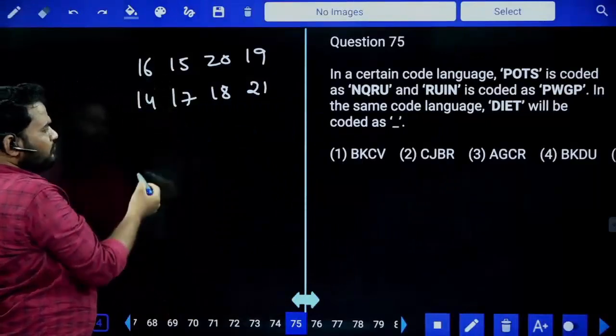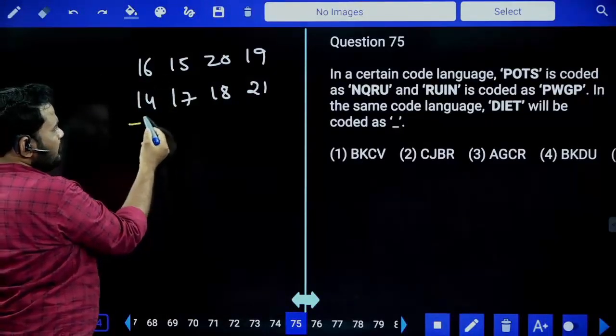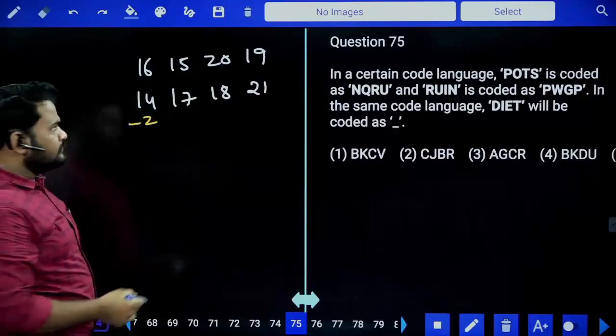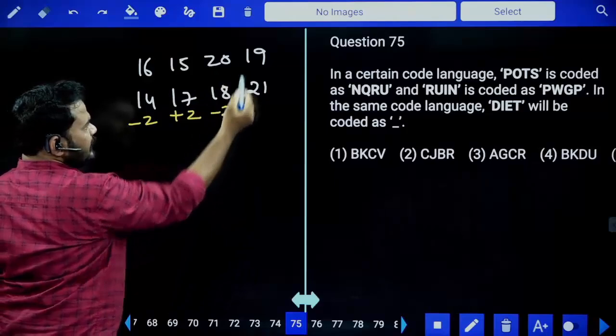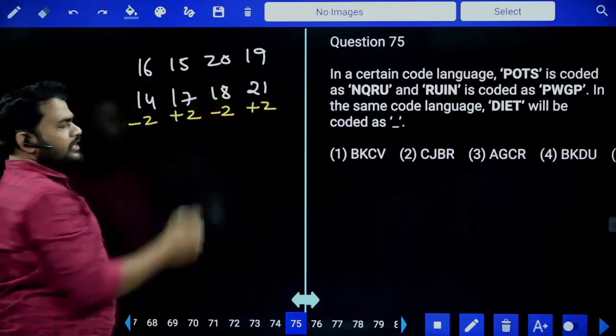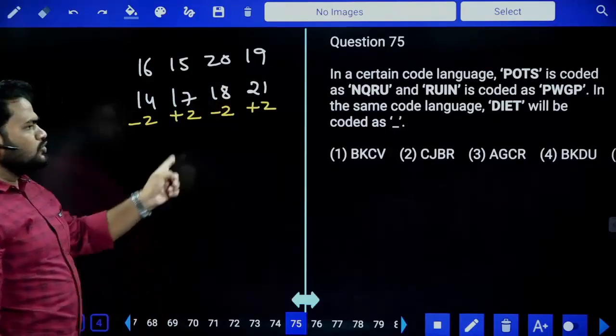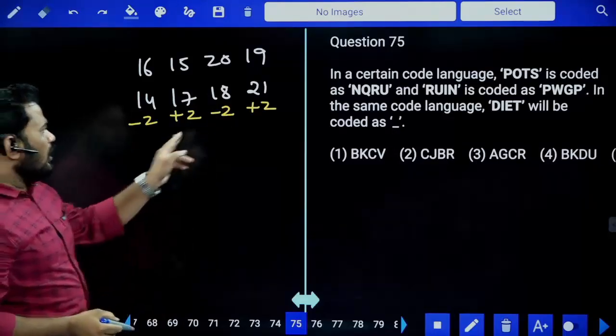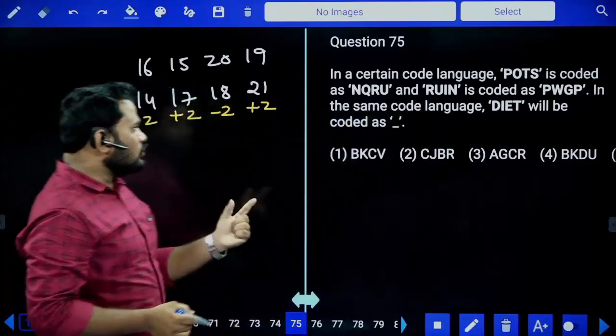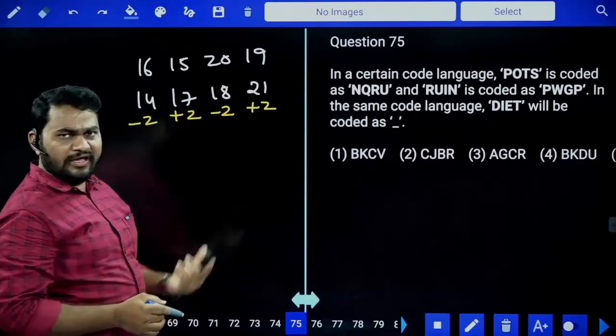16 is becoming 14. That means 16 minus 2 is 14. 15 plus 2 is 17, 20 minus 2 is 18, 19 plus 2 is 21. Here it is minus 2, plus 2, minus 2, plus 2 alternately. Then for the word RAIN also, R minus 2 is P, and U plus 2 is W. They are following it in the same way.